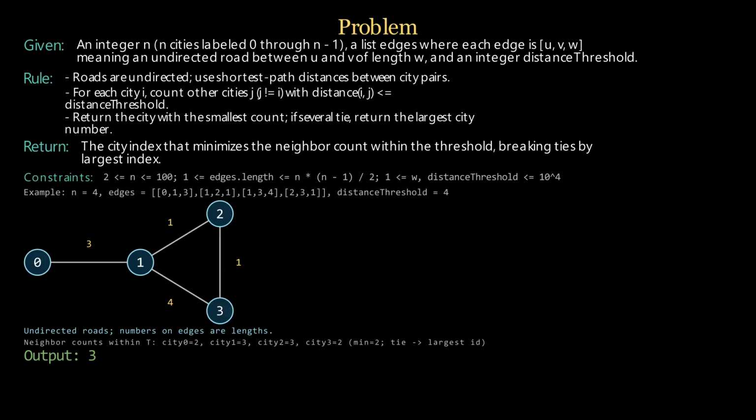In the example, 4 cities are linked by those edge lengths. With threshold 4, city 0 reaches 2 other cities, cities 1 and 2 reach 3 each, and city 3 reaches 2. The minimum count is 2, tied by city 0 and city 3, so we return city 3 because ties break toward the larger city number.